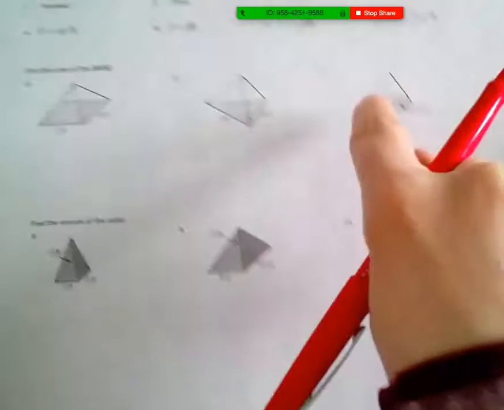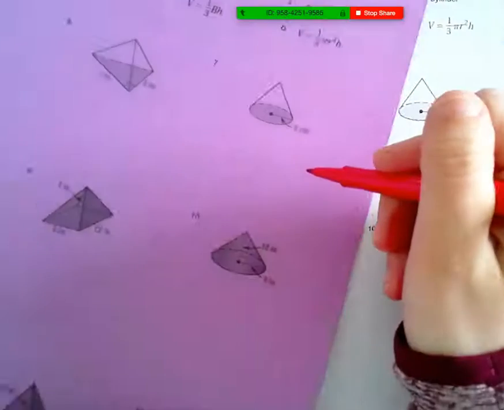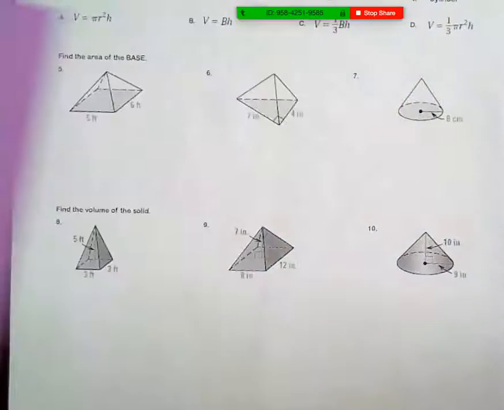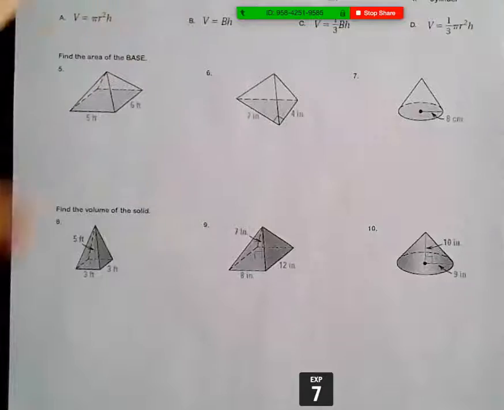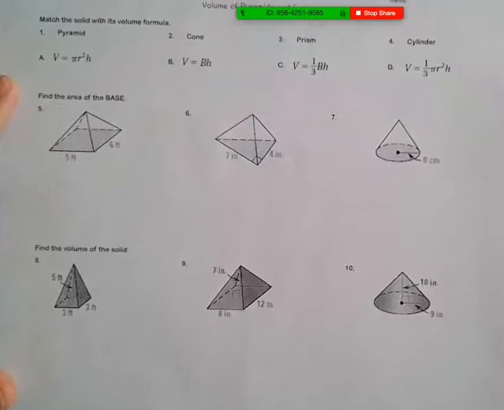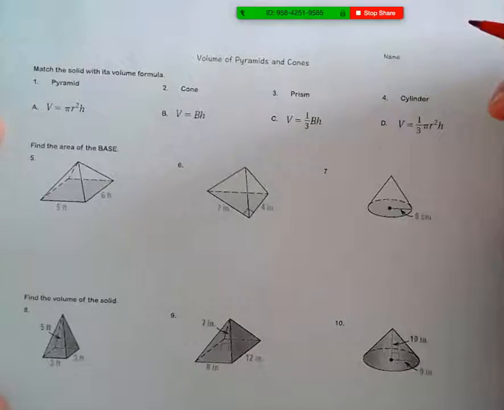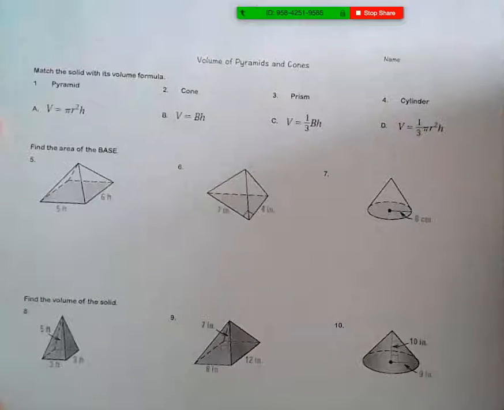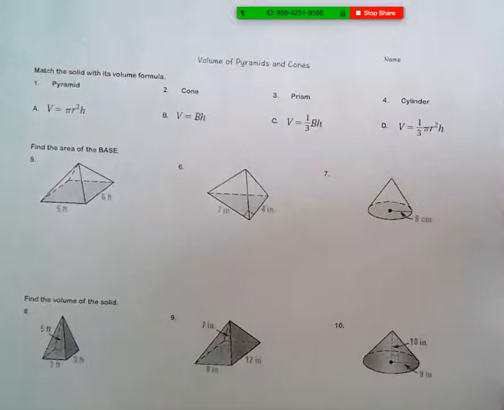Okay, I'm going to use a white piece of paper just because it's going to be easier to see than the purple, but it's the same worksheet. Okay, let's see here. The first few questions, they want us to match the formula with the solid. Okay, let's start with number 1.